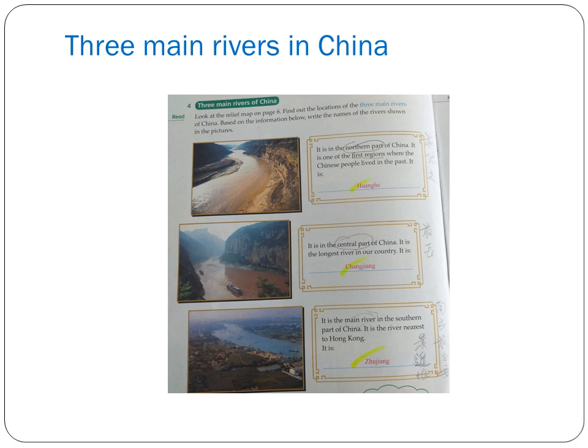Let's look at other landforms in China. Here in this slide, we'll talk about three main rivers in China. Look at these pictures. The first one you see is Huanghe. It's in the northern part of China, and it's one of the first regions where Chinese people lived in the past. Next, go down. It's the Changjiang, which is in the central part of China, and the last is the lowest plain, Zhujiang, which is in the southern part of China.